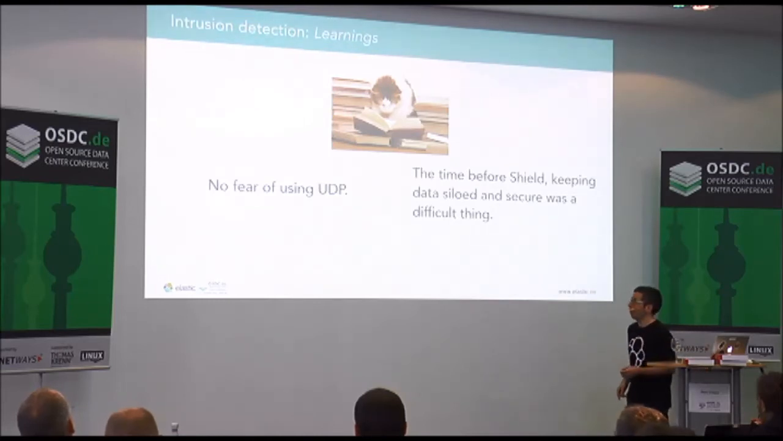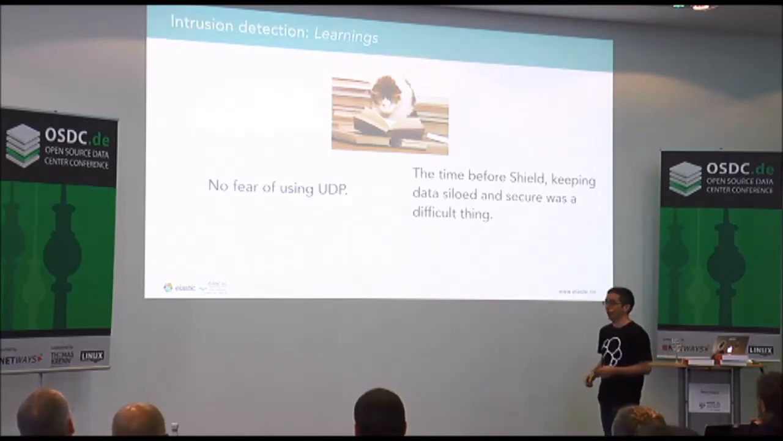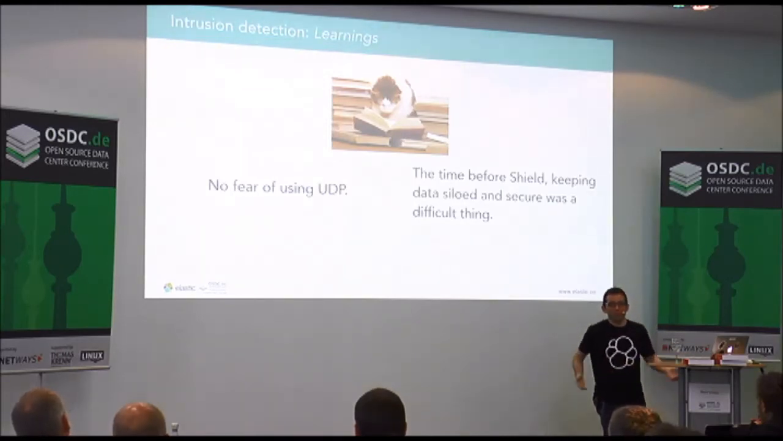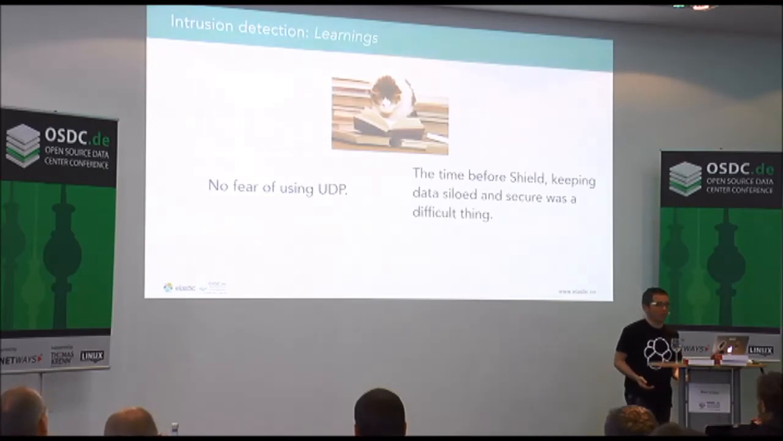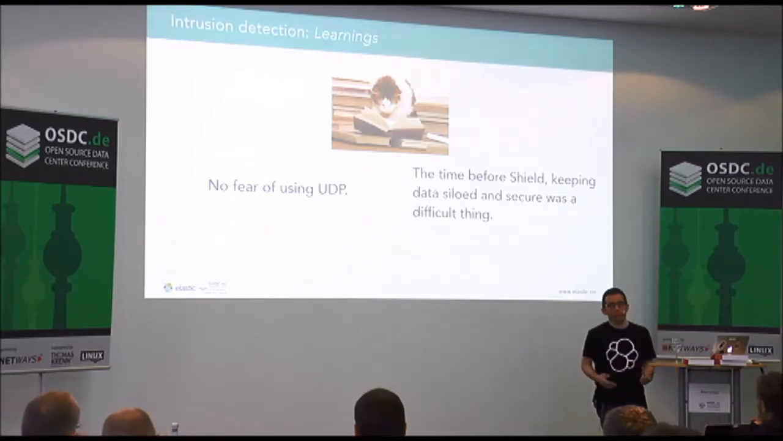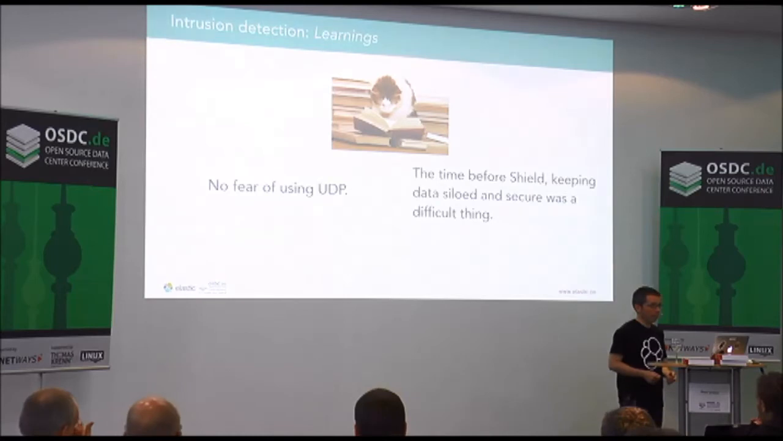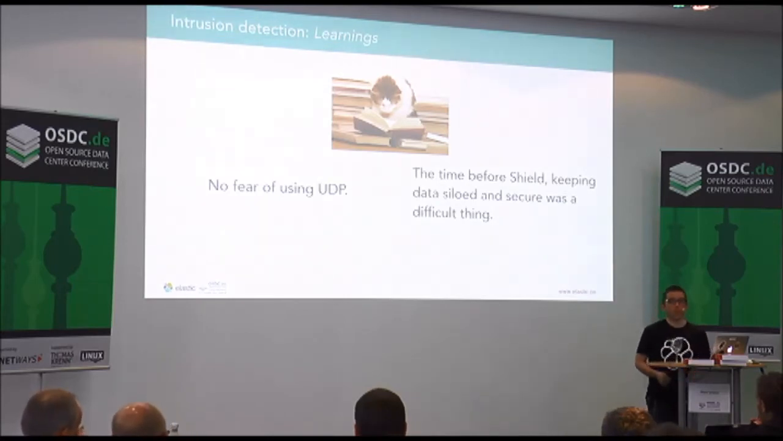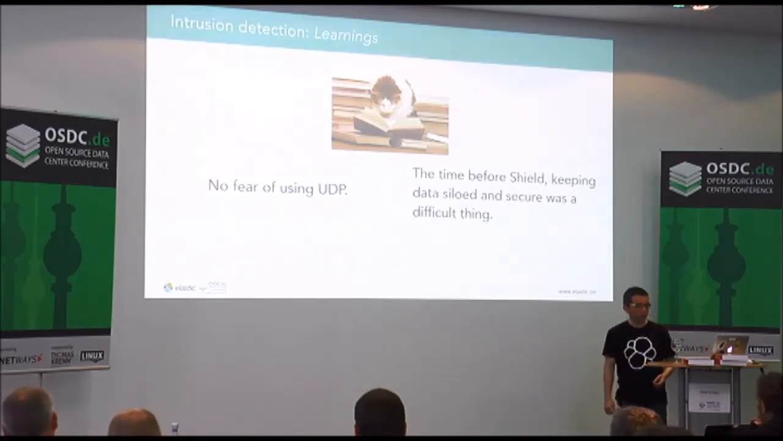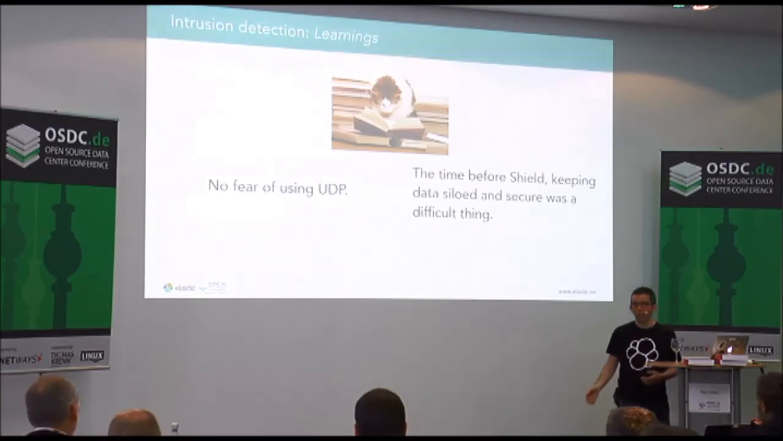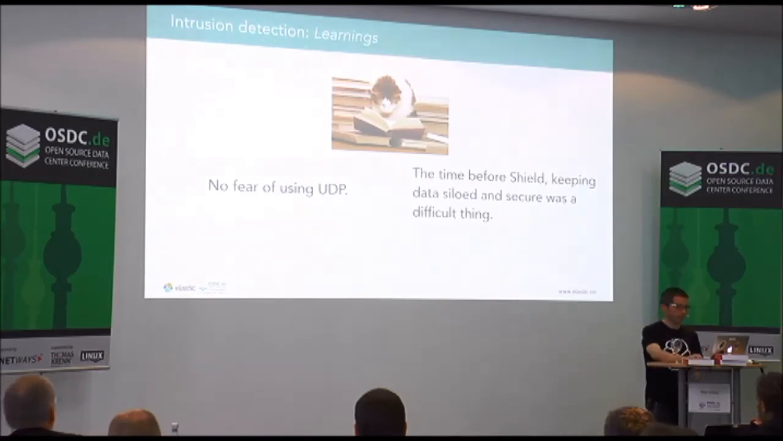Learnings from them. Not to have fear of using UDP. Maybe for you guys, it's not that good news or something very new that UDP is working somehow good for local networks and for small setups. But for a lot of developers, this is kind of rocket science. So no fear of using UDP. It's actually working better in the Ruby environment or the JRuby environment. In the time before Shield, keeping data silos and security was a difficult thing. Shield is this thing, but there are a lot of other open source options in the market.